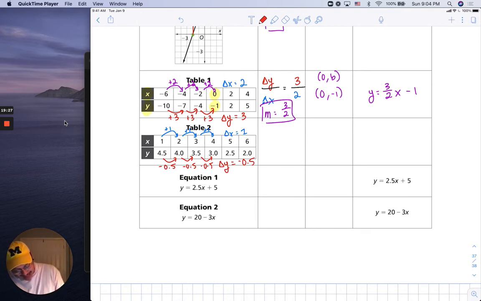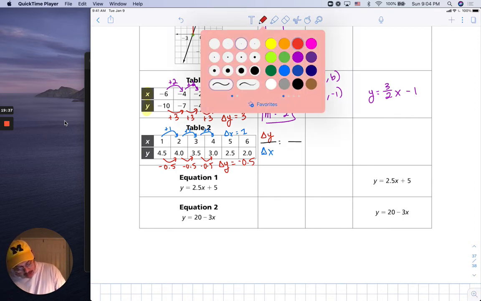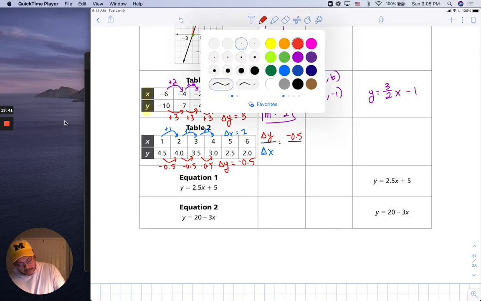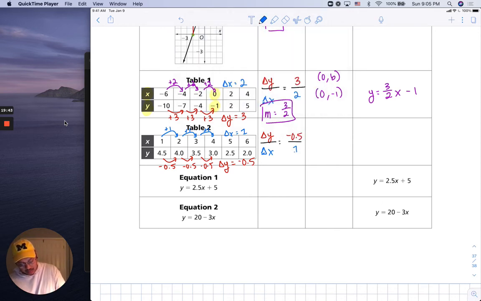All right, and we're writing our ratio, change in y over the change in x. Don't fall for this trap, please. The change in y is -0.5. The change in x is 1, and we simplify it. Anything divided by 1 is itself, so our slope is -0.5. It's okay if we have decimals as our slope. That's fine.